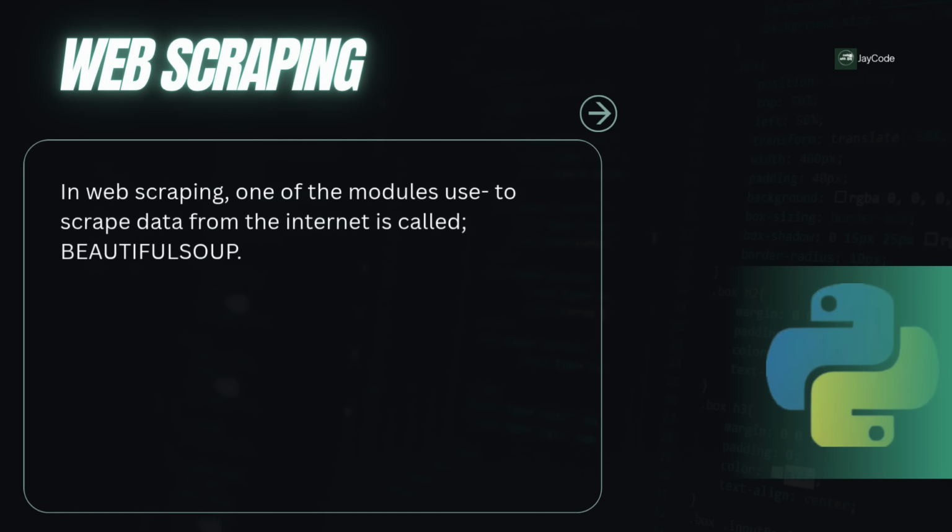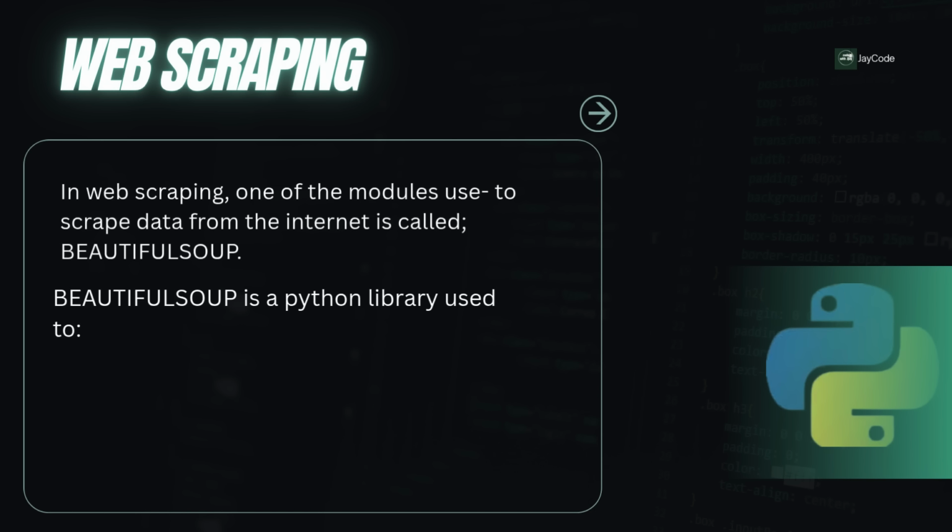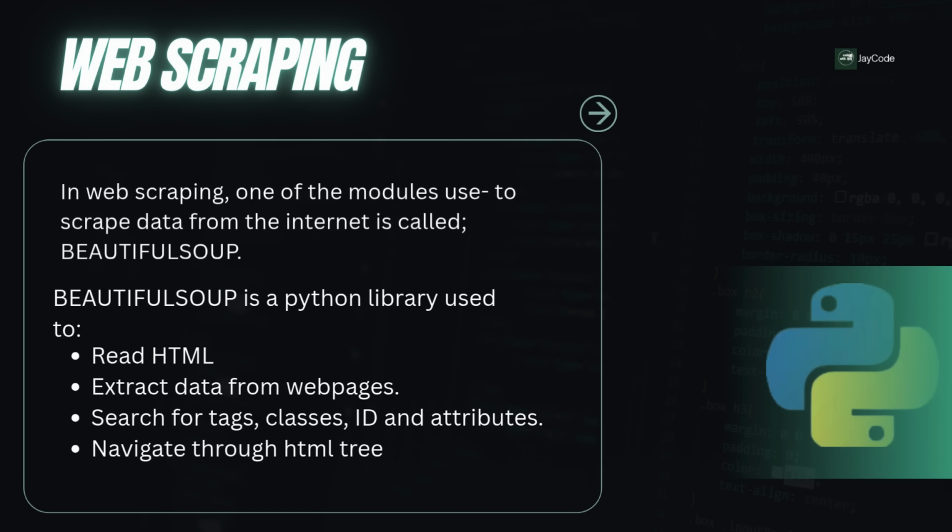In web scraping, one of the modules used to scrape data from the internet is called BeautifulSoup. BeautifulSoup is a Python library used to read HTML, extract data from web pages, search for tags, classes, IDs, and attributes, and navigate through HTML.